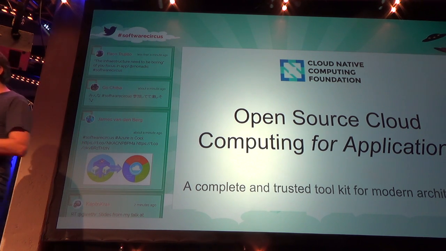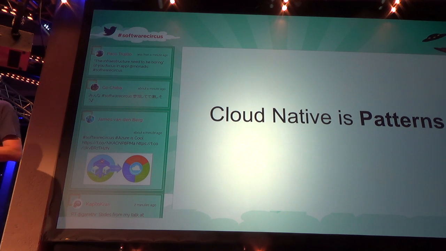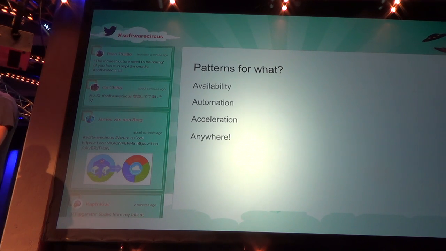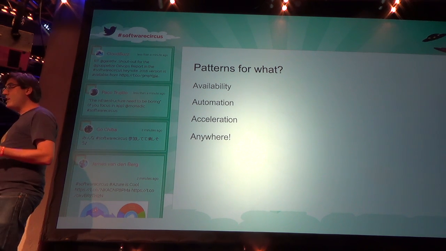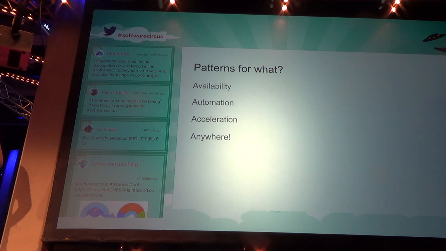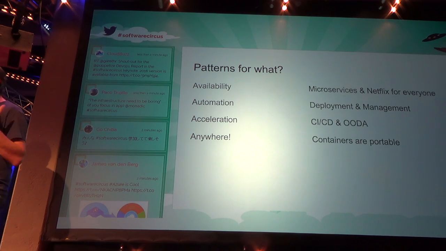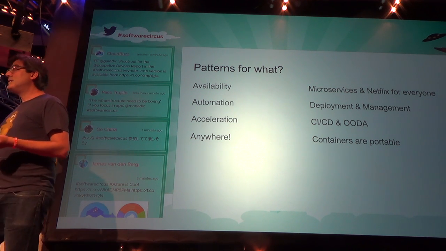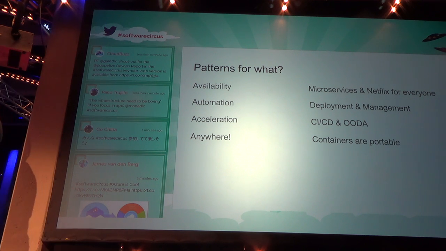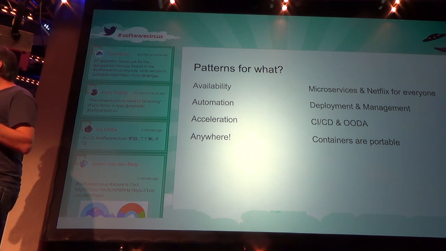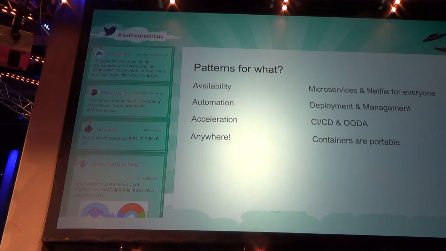A complete and trusted toolkit for modern architectures for applications based around patterns for availability, automation, acceleration, and running things anywhere, which translates into various technology concepts. CI/CD. Anyone who's doing this stuff without CI/CD, who's got a homegrown build automation system rather than an off-the-shelf one, is probably slightly crazy. Run things anywhere. Containers, one thing that makes them exciting is they're portable. No longer do we have the question of will it run on Linux, Windows, Amazon, or VMware that we had with the VMs. This is a huge step forward.